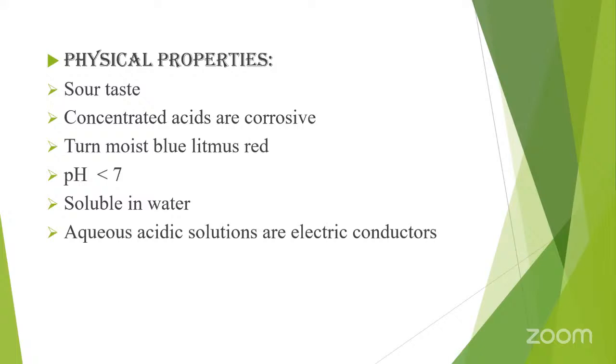And they can also turn moist blue litmus paper red. Now, if you moisten a blue litmus paper, that is, you just put it in maybe distilled water or water with pH 7, and then you use it to test an acid gas or an acidic solution, if that solution turns the litmus paper from blue to red, then we can say that solution is acidic. And the pH of such solution should be less than 7. So the pH of an acid solution is usually less than 7.